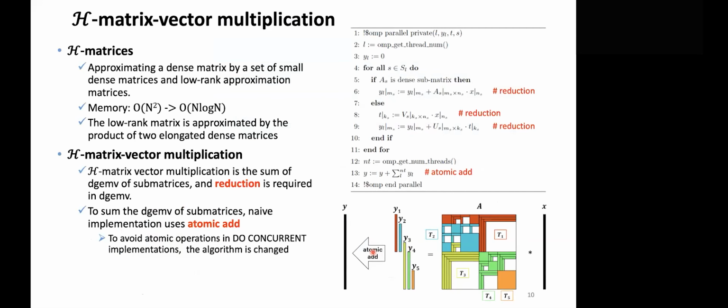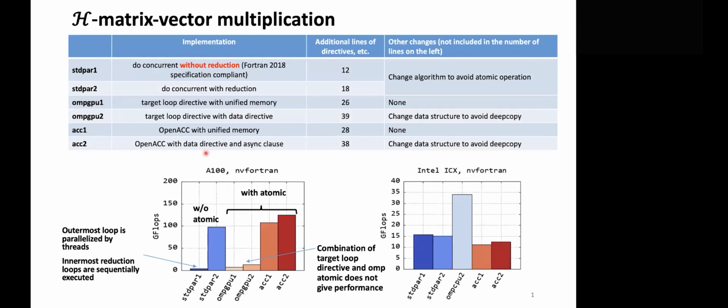So the next case is H-matrix vector multiplication. The important thing is that the H-matrix vector multiplication involves a lot of submatrix divisions, so it requires a lot of reductions. And the reference implementation also uses atomic add operations. So this is the result of the H-matrix vector multiplication.